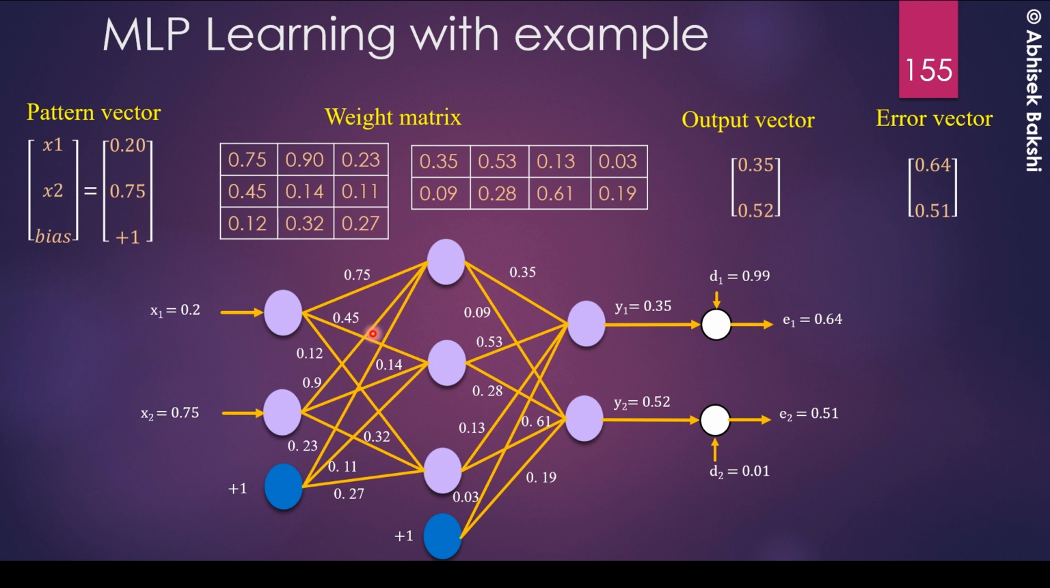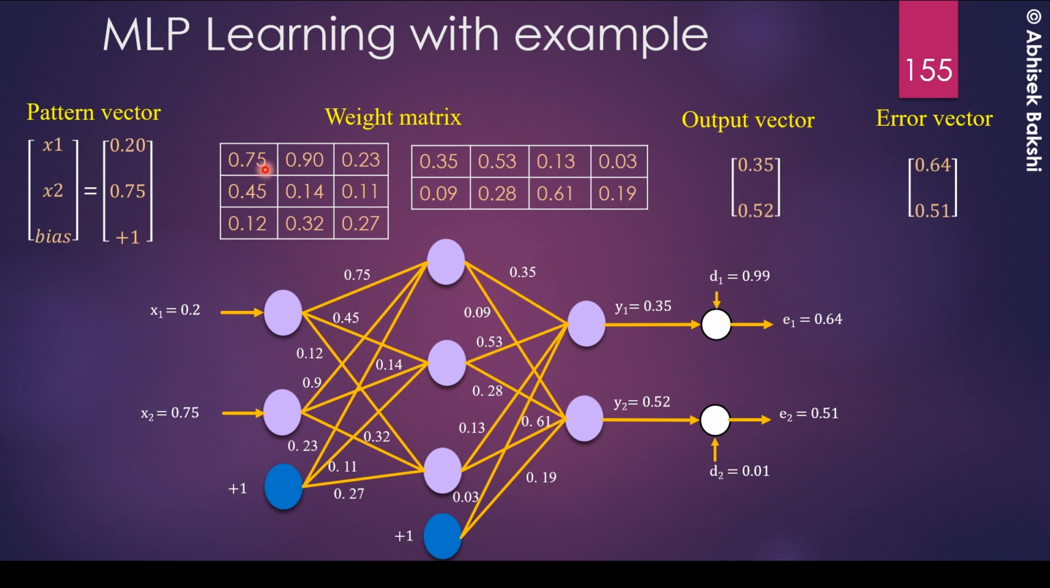So the weight matrix can be represented by 3 cross 2 plus 1. Why am I considering the plus 1? Because I will also calculate the weight for the bias. That's why I am saying 3 cross 2 plus 1. That means that's why 3 cross 3 is given.